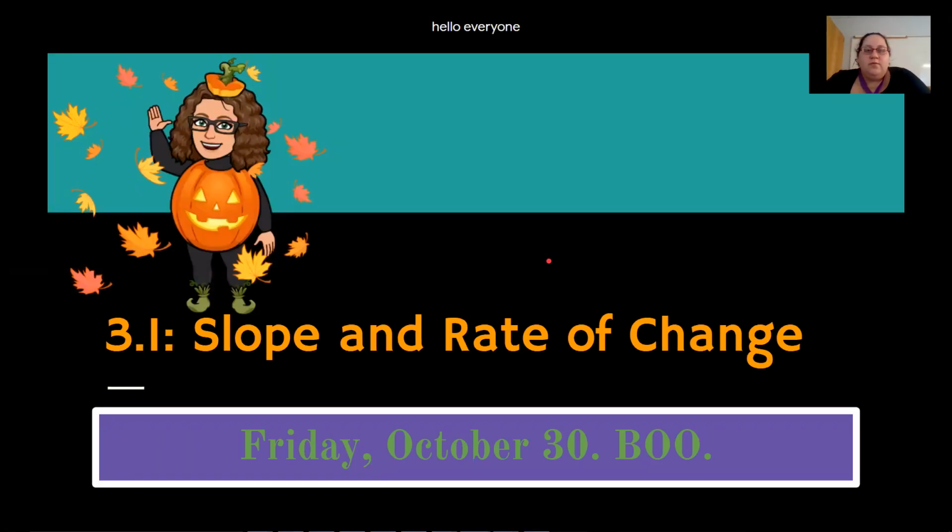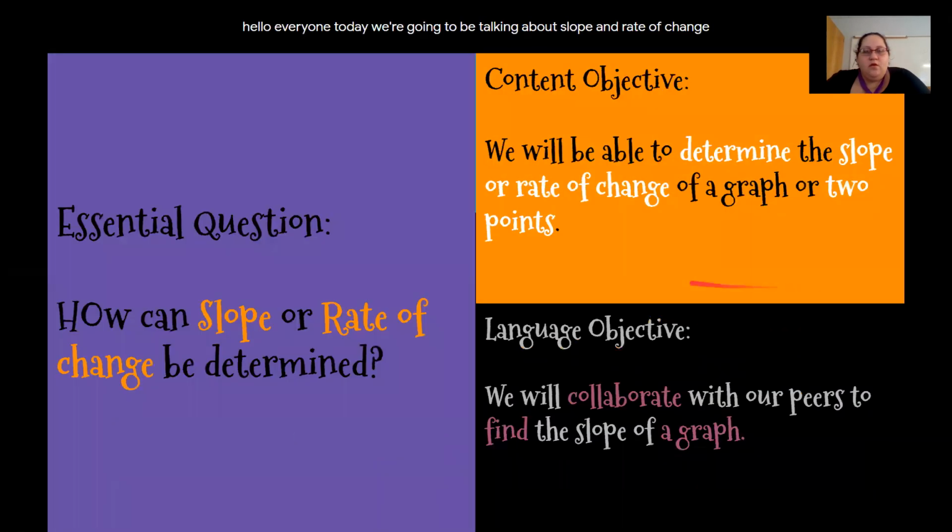Hello, everyone. Today we're going to be talking about slope and rate of change. So let's go over our essential question, content objective and language objective.